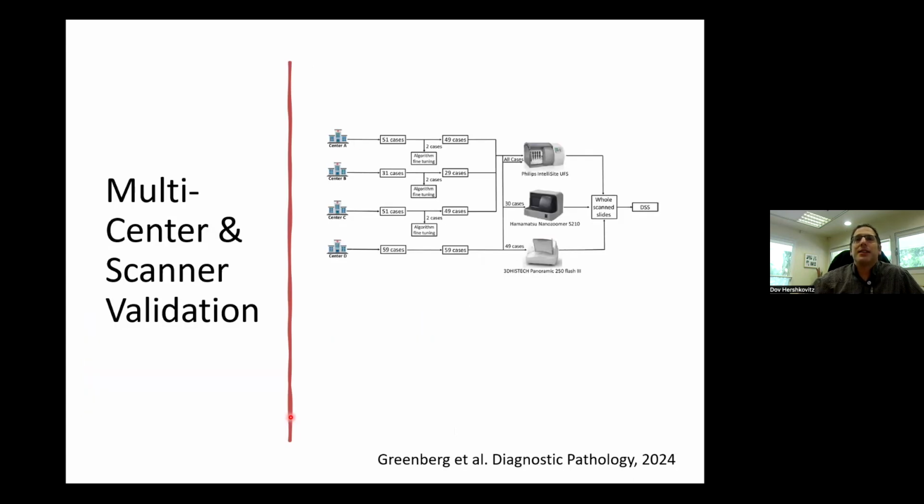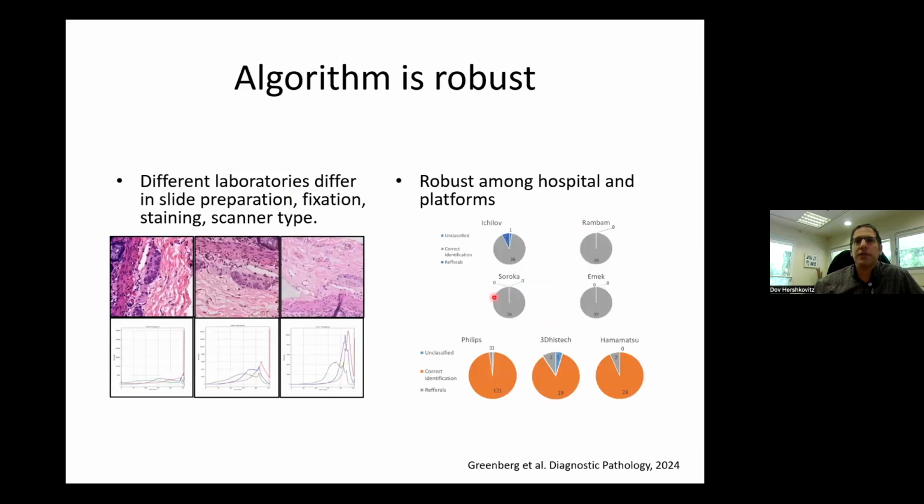And this is the multi-center trial. So we took cases, quite a large cohort, as you can see, from multiple medical centers around Israel. Some of the cases were scanned by 3 different scanners. The Philips platform, the Hamamatsu, and the 3D Histotech. And as I said, we achieved, I have a slide.